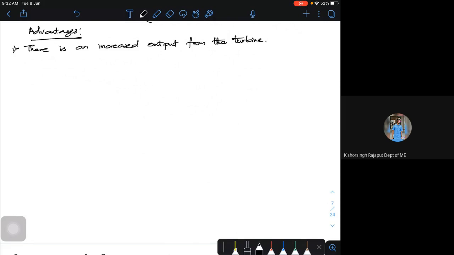Okay, the final dryness fraction of the steam is improved. The dryness fraction of the steam has improved after expansion, due to reheating. This is the second advantage.